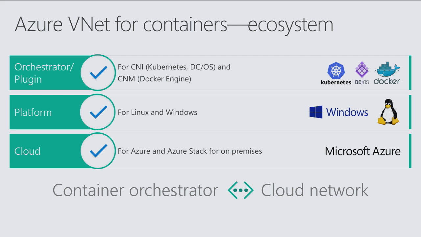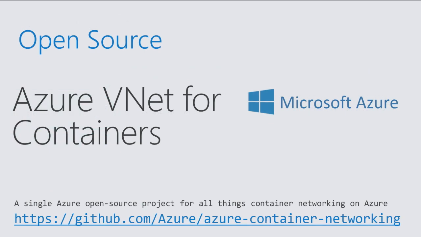It supports all the orchestrators: Kubernetes, DCOS, and Docker. And it's basically connecting the orchestrator on the network. That's really what Azure VNet for containers does for you. The good news is all of what I was talking about is an open source project. So you can go to GitHub, and that's the URL right there, and you can learn about what we have done.